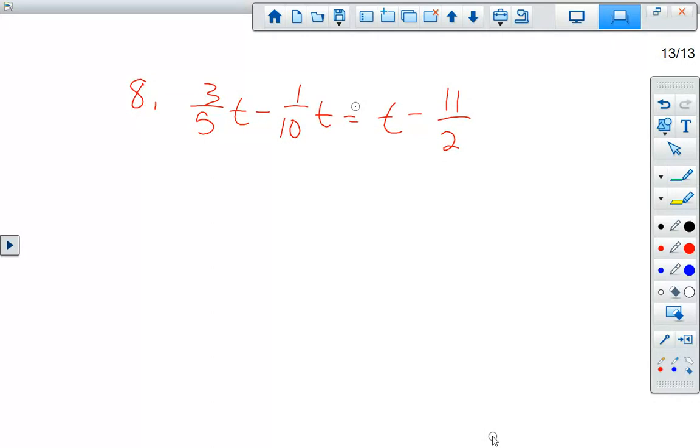Fraction keys can be used. You have to orient yourself. These have t's on both of them and they're on the same side, so you could combine them using your fraction keys. Put these guys together. Just do 3/5 minus 1/10 and see what that turns out to be. And then here, what's the coefficient of t? 1. Right? And it doesn't have a t, so this side's already simplified. So using your fraction keys is one option.